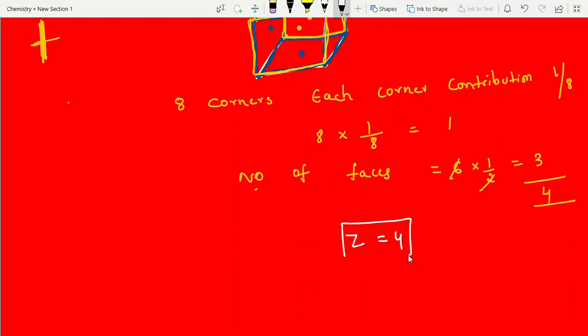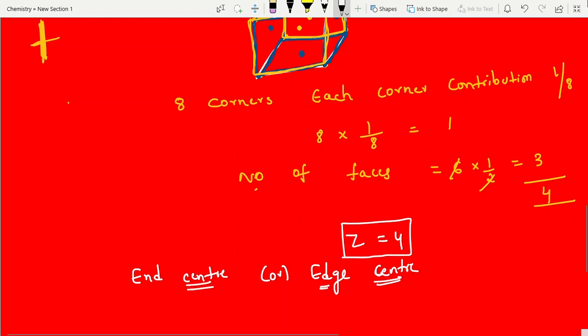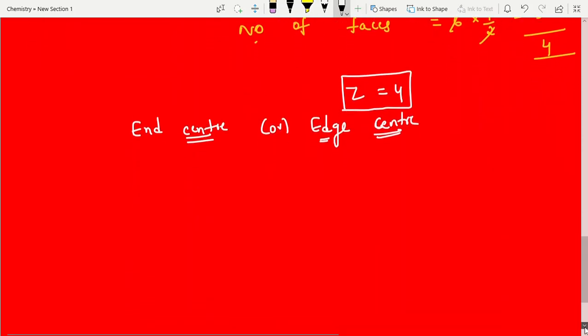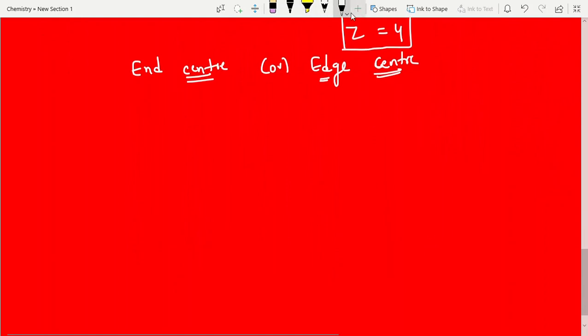Now, going to the next one. End center. End center is also called edge center. This is rarely asked in examination, but we can look into this point also. Again, you are going to draw the structure. What is that? Cubic unit cell.